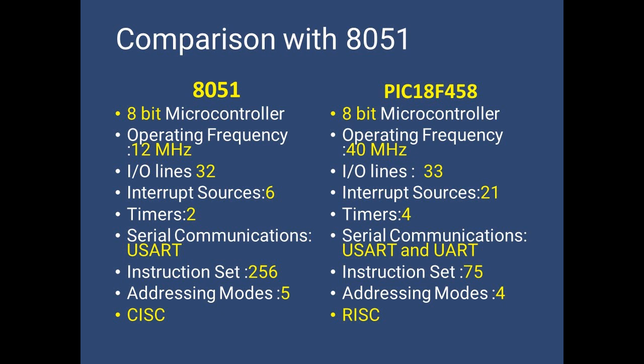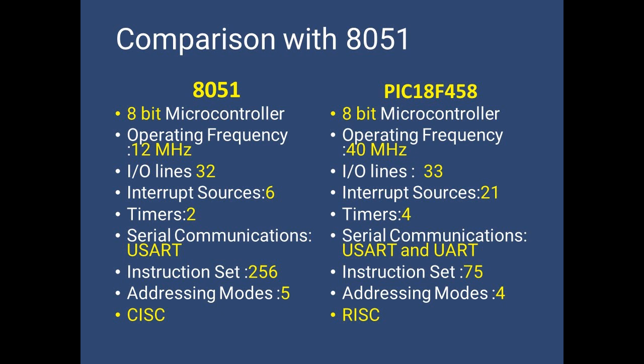Now the next point: the instruction set for 8051 has 256 instructions, whereas in the case of PIC 18, we have only 75 instructions. Here is the difference that we are talking about. In CISC microcontrollers, we have a large instruction set, whereas in RISC microcontrollers, we have a smaller instruction set.